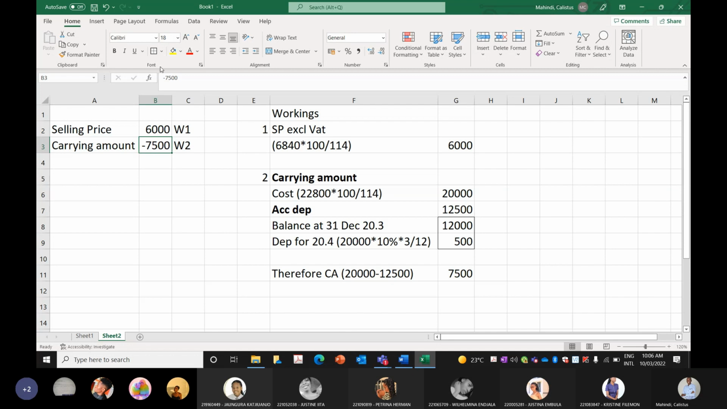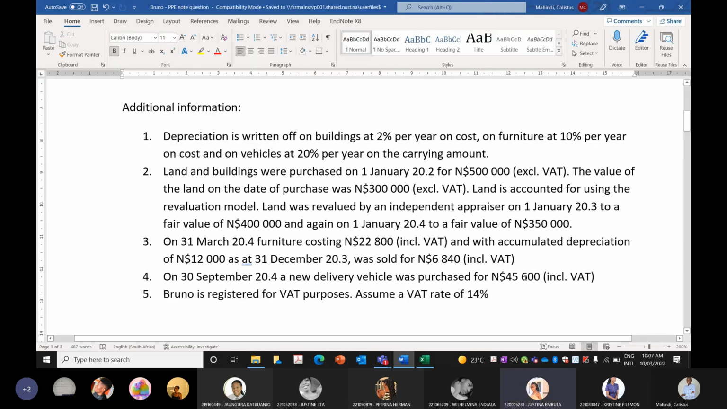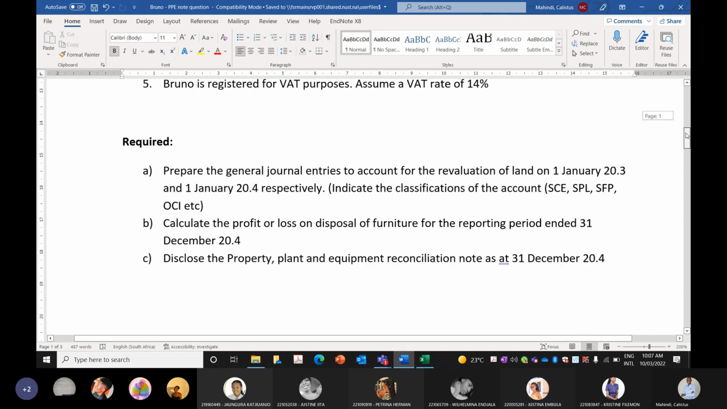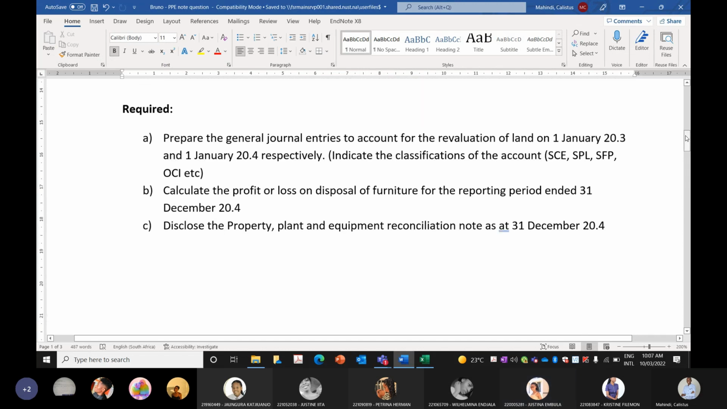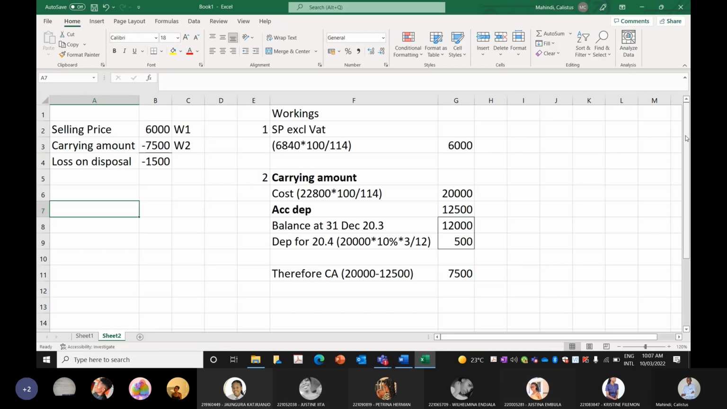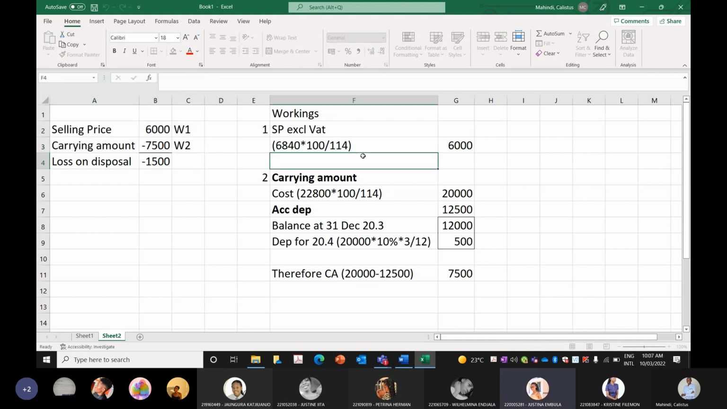But anyway, now have we made a profit or loss? A loss. Okay. The loss on disposal, 1,500. So that's a loss on disposal. So what did the question ask us to do? Let us just go, have we answered the question? Calculate the profit or loss on disposal of furniture for the period ended 31 December 20.4. So we've calculated the loss on disposal. We have the answer of 1,500. Loss on disposal of furniture.